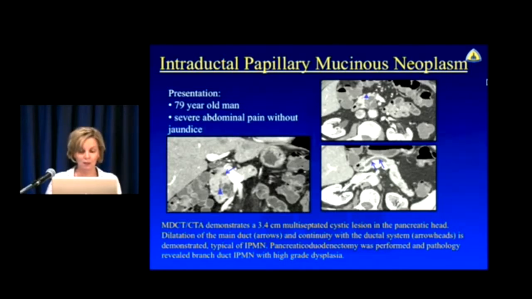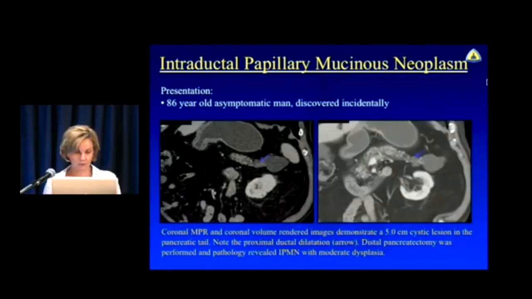So in this case, they did a Whipple surgery and pathology had a side branch IPMN with high-grade dysplasia. So that's one definitely that you want to be resecting.